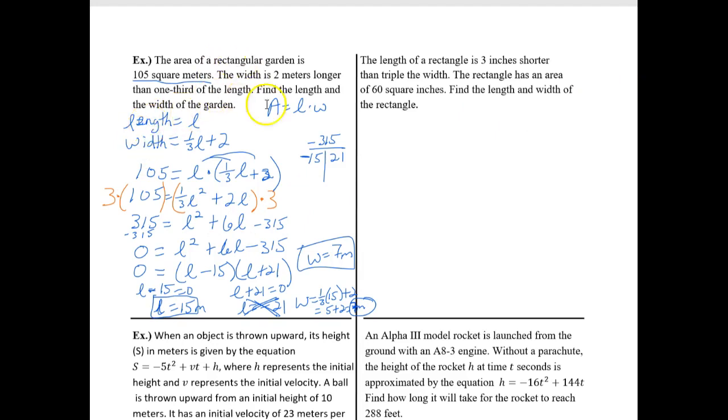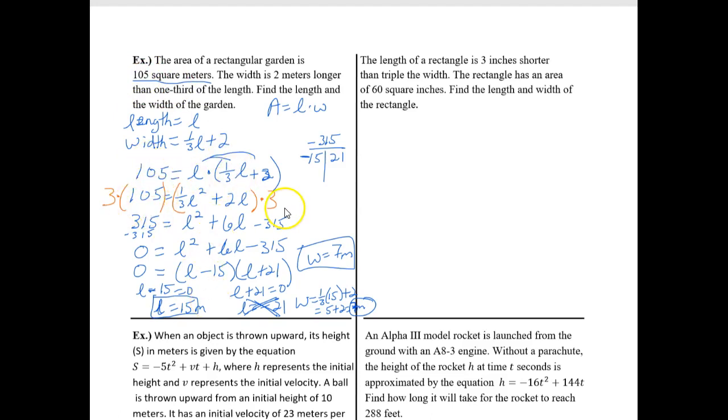So that's how you do it. You plug in, you start with what you don't know. I didn't know anything about L. I write down what I do know about the width. I also know area is length times width. So I multiply these two together. It equals the area that I started with, or that I knew it would be.